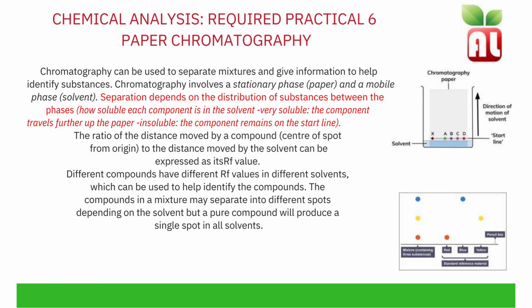A typical example that can be done using paper chromatography is to use inks, and you dip this into your solvent, typically water, and it will separate that ink into the component colours. The ratio of the distance moved by a compound, measured from the centre of the spot to the start line, to the distance moved by the solvent, or the solvent front, can be expressed as something known as the RF value. Different compounds have different RF values in different solvents.